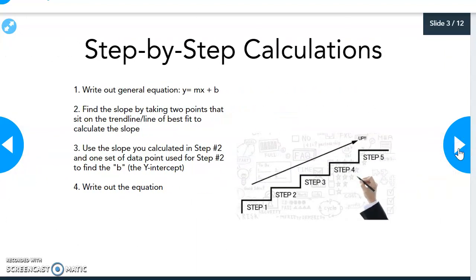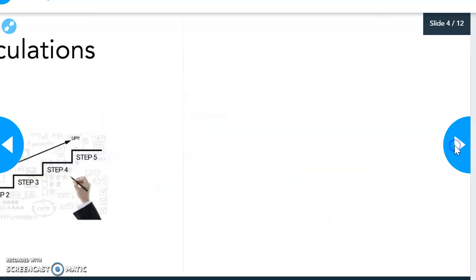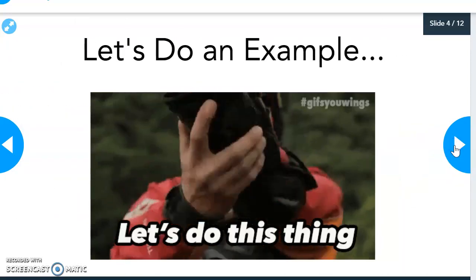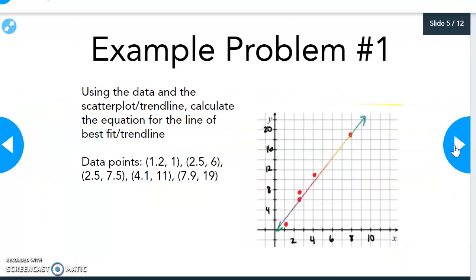All right, so again, step-by-step calculations. We're first going to write out the general equation of y equals mx plus b. You're going to find the slope, or m, by taking two points that sit on the trendline, or line of best fit. Then you're going to use the slope you calculated and one of the data points to find b, or the y-intercept, and then you're going to write out the equation. Okay, so let's do a quick example.